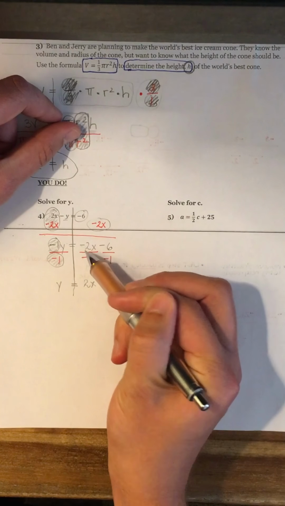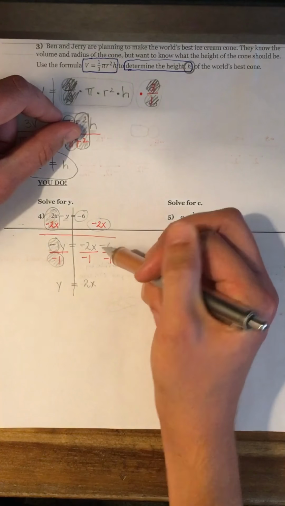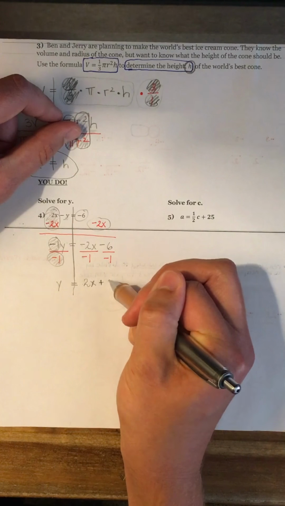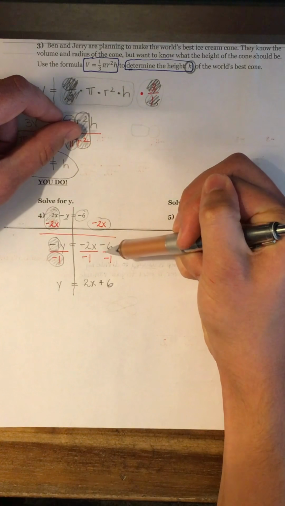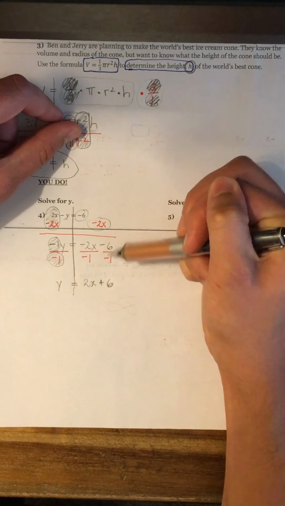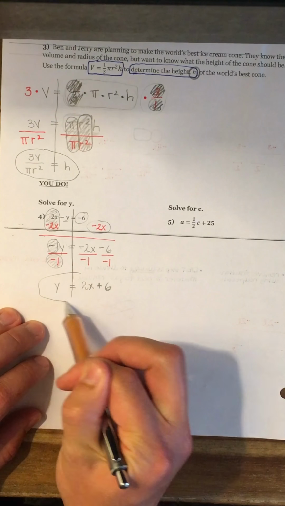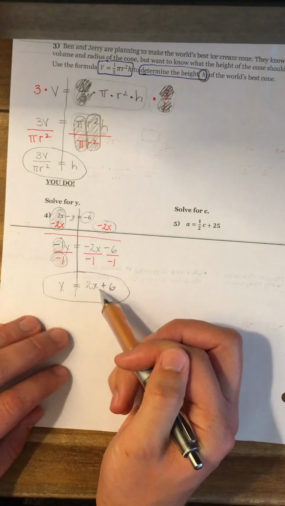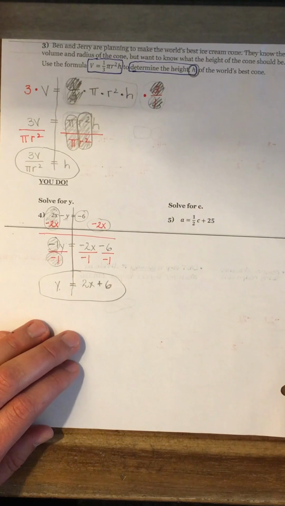Notice all it did was change the sign from a negative 2x to be a positive 2x. Same thing here. This used to be a -6. Well, now it's just going to change the sign to be the opposite of +6. Again, looking at that, a negative divided by a negative is a positive, and 6 divided by 1 is just 6. So I get my final answer. I've solved for y. I have y on one side, and I moved everything else to the right-hand side. So y is equal to 2x plus 6.